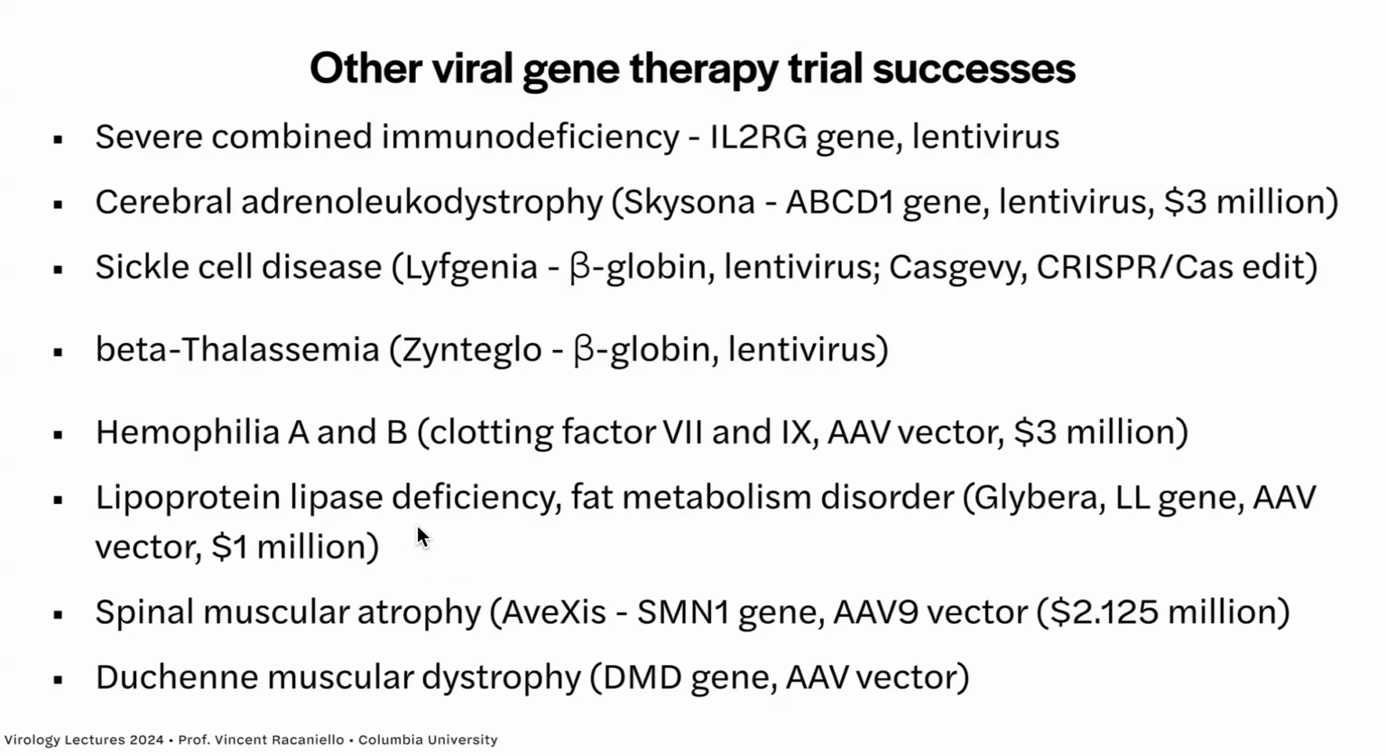Lipoprotein lipase deficiency in an AAV vector for $1 million. Spinal muscular atrophy, the SMN1 gene is delivered in an AAV vector. That's $2.25 million. And then Duchenne muscular dystrophy, the wild type gene is delivered in an AAV vector. And I put some of the prices here because this is obviously an area of contention. It's a lot of money.